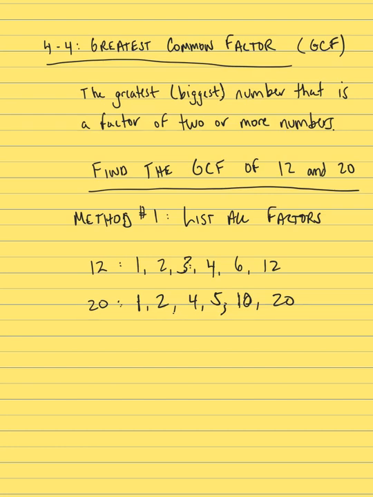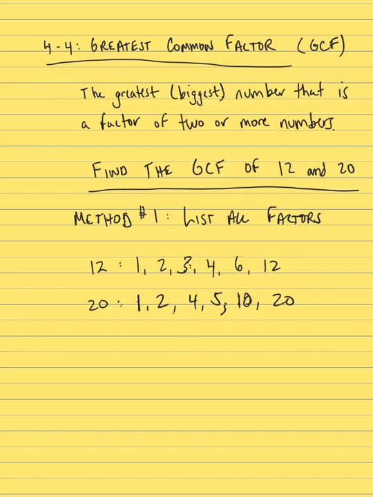All right, so these next few lessons really build on the ones before. You really have to understand prime factorization in order to be able to do greatest common factor. You really have to know what factors are. So the greatest common factor, or we might call it GCF, is the biggest number that is a factor of two or more numbers, right?